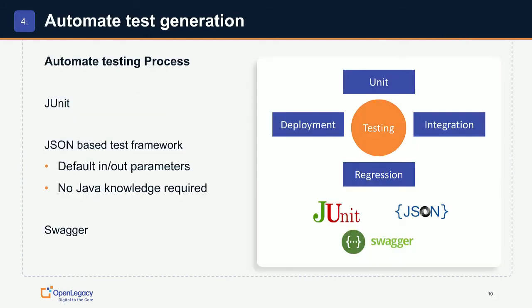And then we want to think about automatic test generation, because testing takes up a lot of time in development. It's very important too, and you want to automate that process as much as possible. Since I've been talking about Java, we use JUnit, and we automatically generate the JUnit. But we also have a JSON-based testing framework, which can take default input-output parameters, which allow you to say, here's my inputs and here's the outputs that I expect, and you can then modify those. And you don't have to know Java to do that, because some testers sometimes don't know Java.